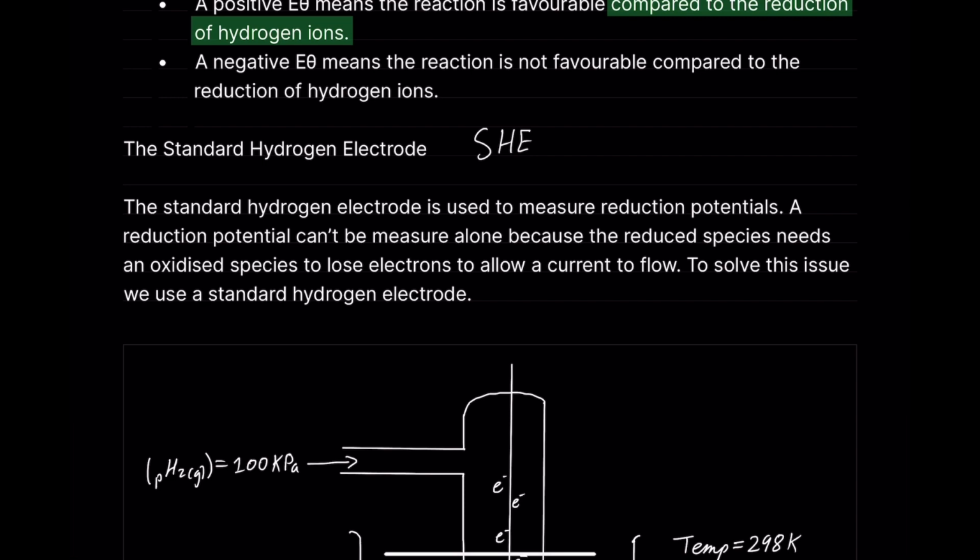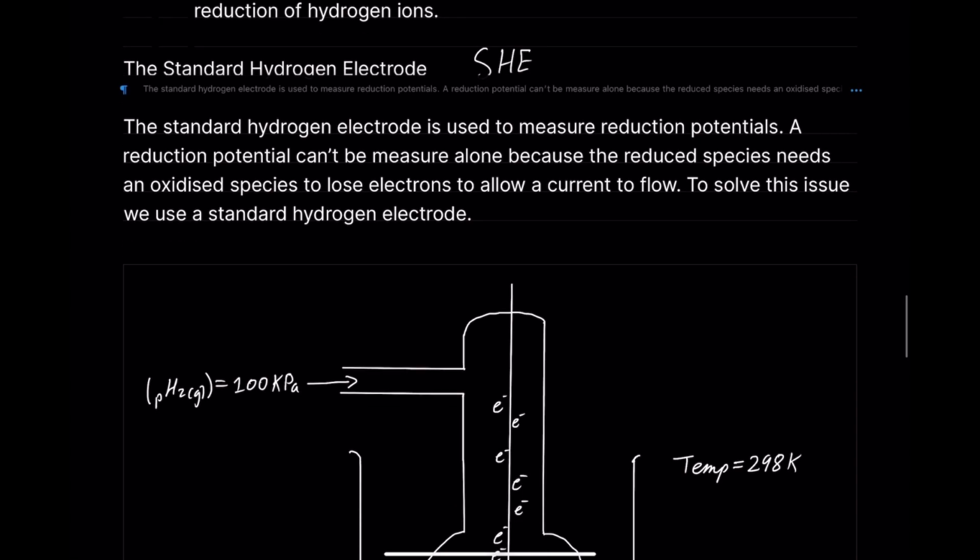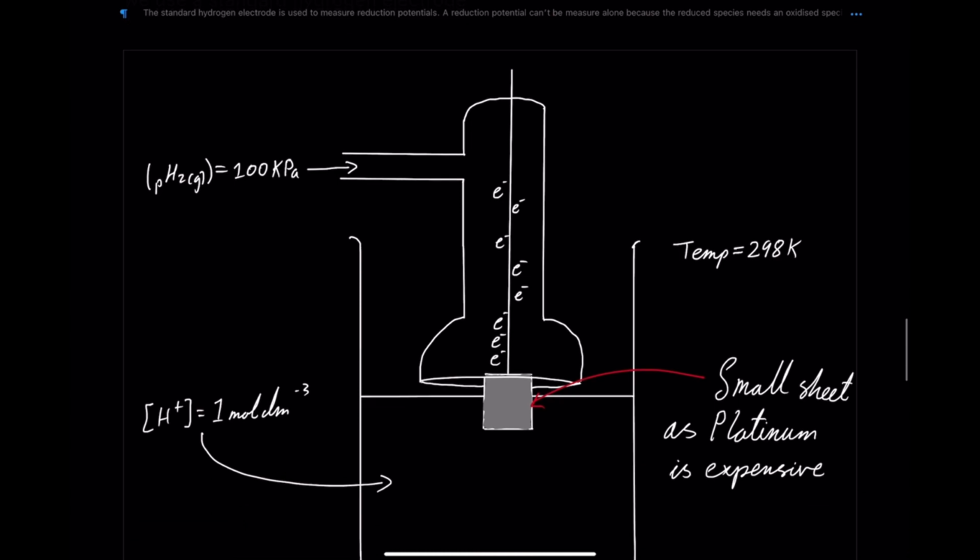It allows for oxidized species to lose electrons, and those electrons would then flow via current across a wire to a species that needs to be reduced, right? And that's what we're allowing here, right?